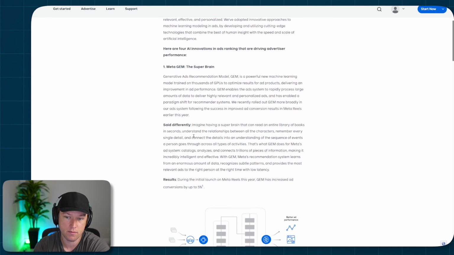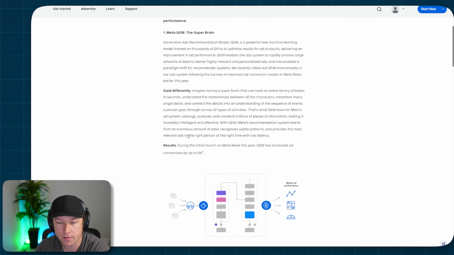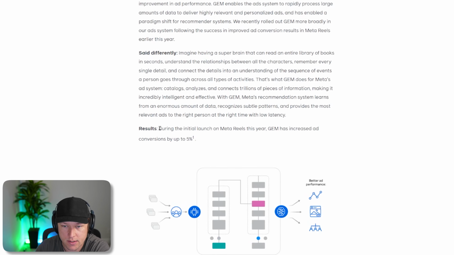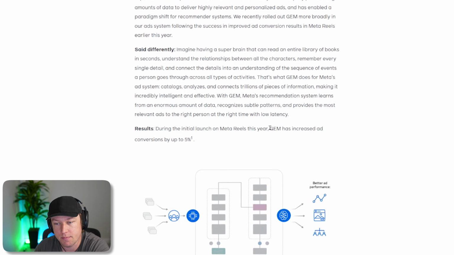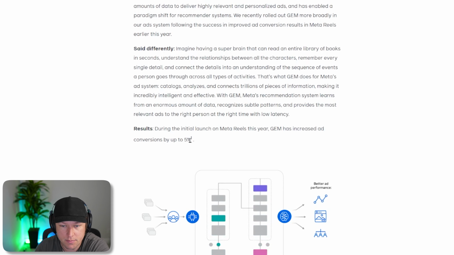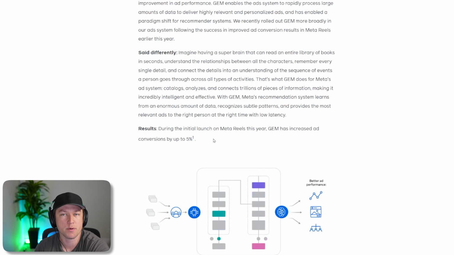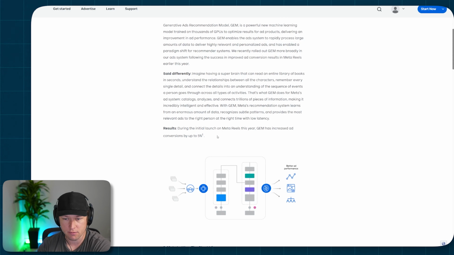And so this is the foundation of how Andromeda targets: it's more about, like I said, the individual, not the group of people per se. And so it says right here, results during the initial launch of Meta Reels this year, GEM has increased ad conversions up to 5%. So we can say this 5% could be warm traffic, cold traffic. We don't know if it's click or view, so I'm not putting too much weight on this. But the biggest thing is that this allows advertisers to go deeper on the individual and not necessarily be forced to cycle a bunch of creative.